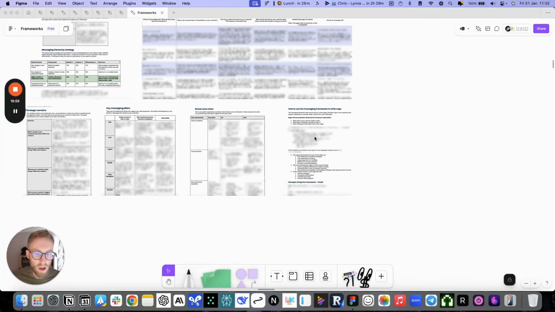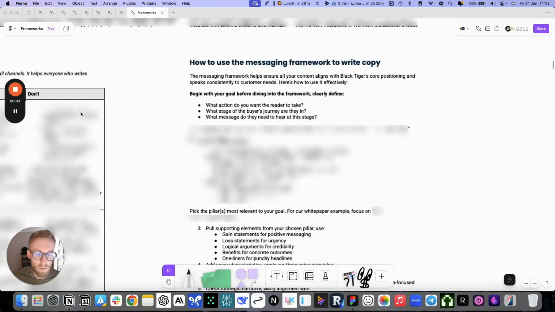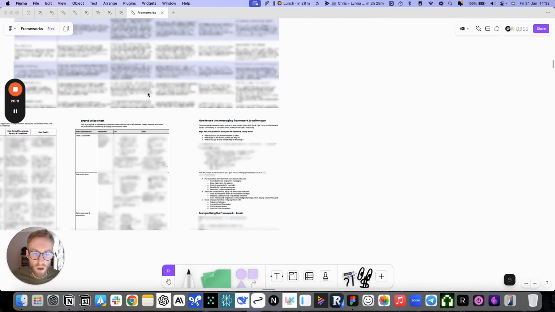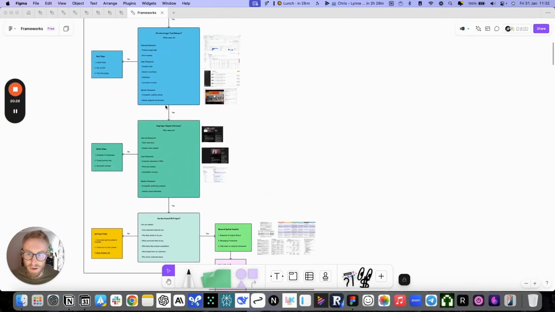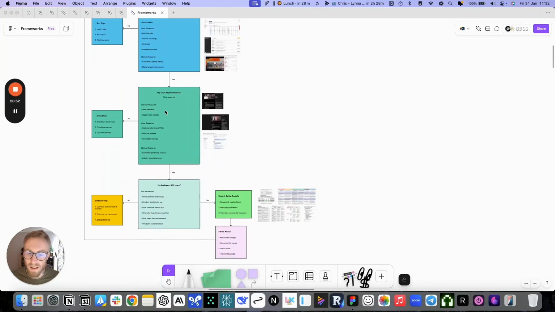Finally, in this case, we also need to train the team on using the framework, right? So that's why I always include guides on how to use all of the documents that I share with my clients. So both for the messaging framework, but also for the value proposition canvas, because I want my clients to be able to install these processes and systems into their own company, but also then put them into practice, right, regularly. So this is very important. Once this is all done, you basically have a pretty good system for understanding the research data that you have and put it into practice.